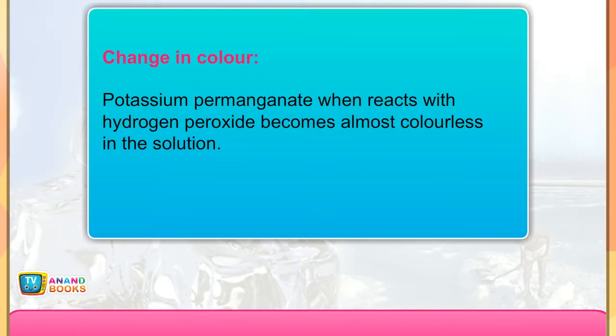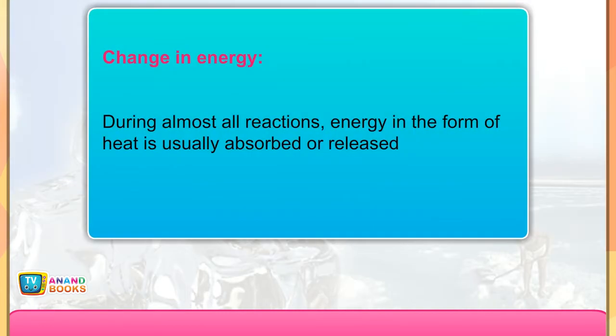Change in color. Potassium permanganate, when it reacts with hydrogen peroxide, becomes almost colorless in the solution. Change in energy. During almost all reactions, energy in the form of heat is usually absorbed or released.